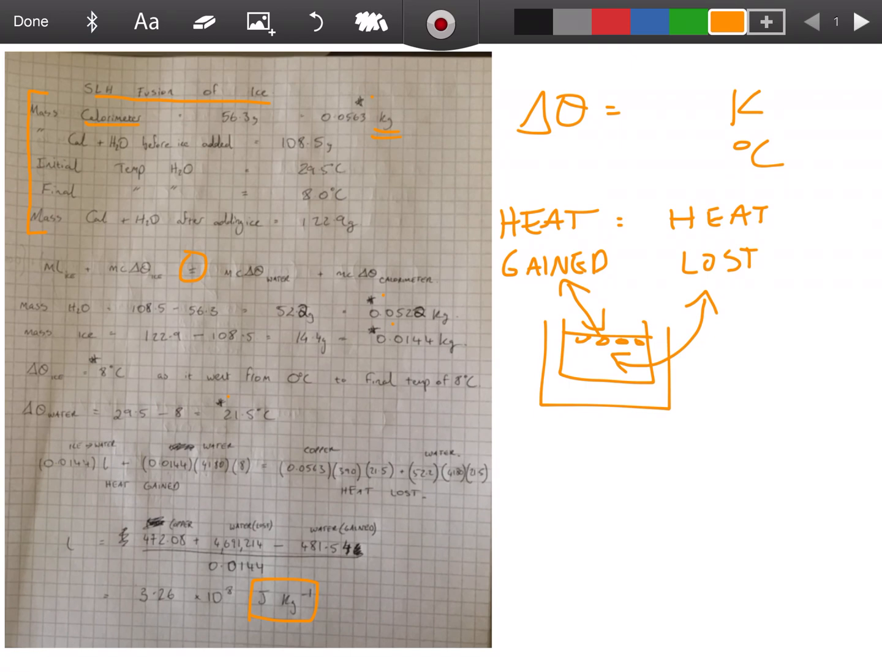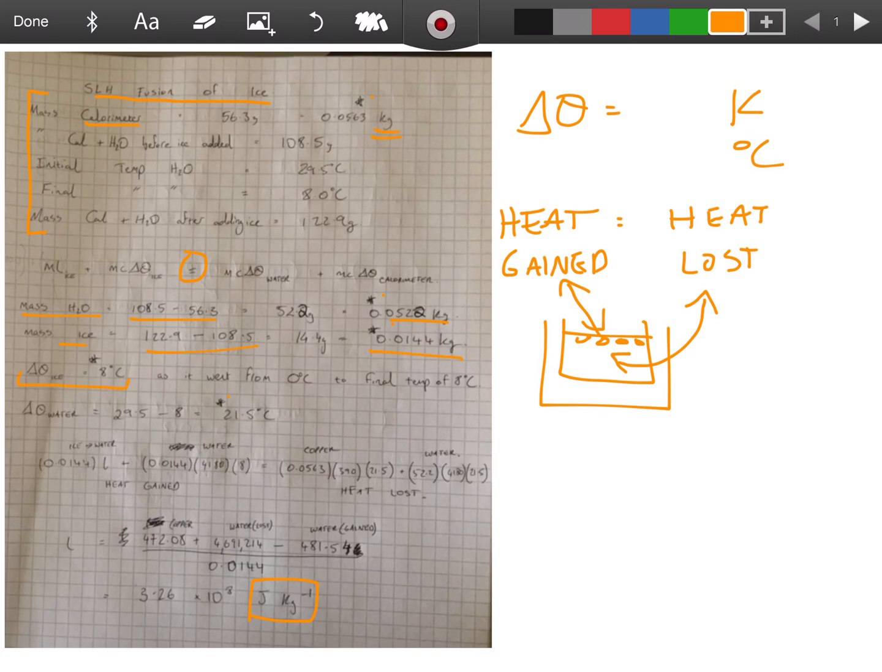So there's a little bit of calculation work before you do the proper multiplication, and a little bit of algebra involved. Just subtractions, additions to get your masses correct. So the mass of the water, we have to do a subtraction into kilos. The mass of the ice, we have to do a subtraction into kilos.